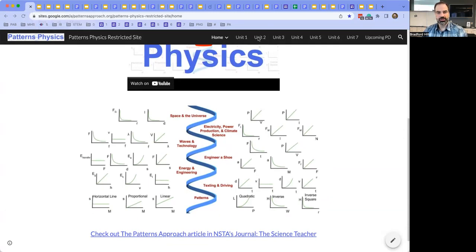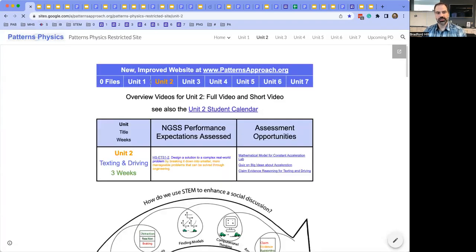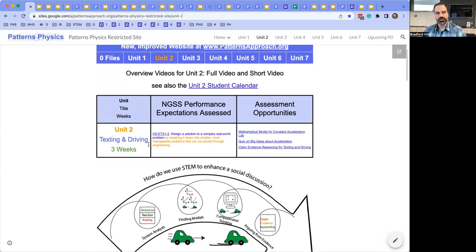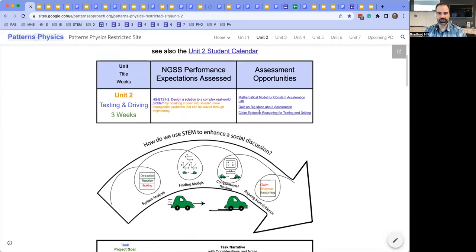So I'm going to go to Unit 2 and now zoom in a little bit. So here we go. Unit 2 is going to focus on the performance expectation, design a solution to a complex real-world problem by breaking it down into smaller, more manageable problems that can be solved through engineering. So several assessment opportunities that I'll take a deeper dive.